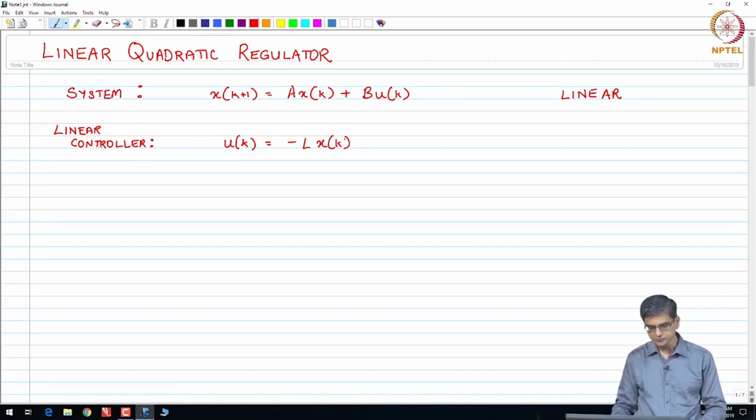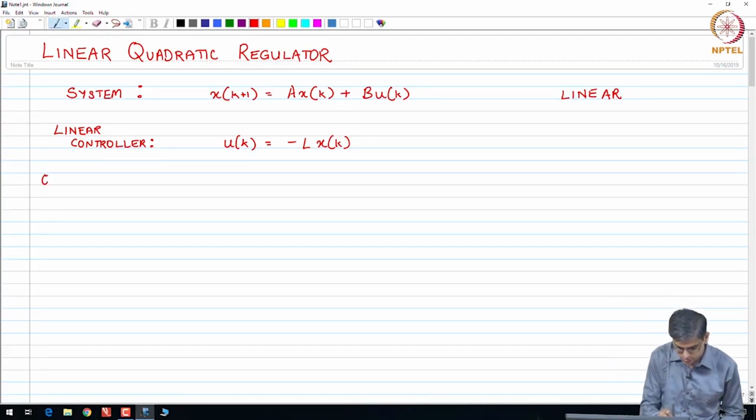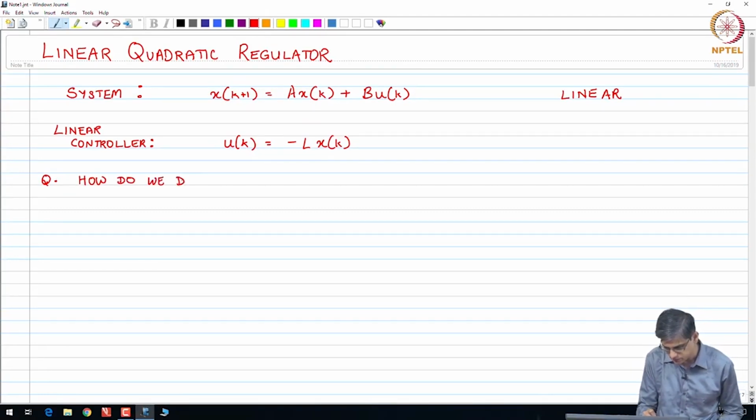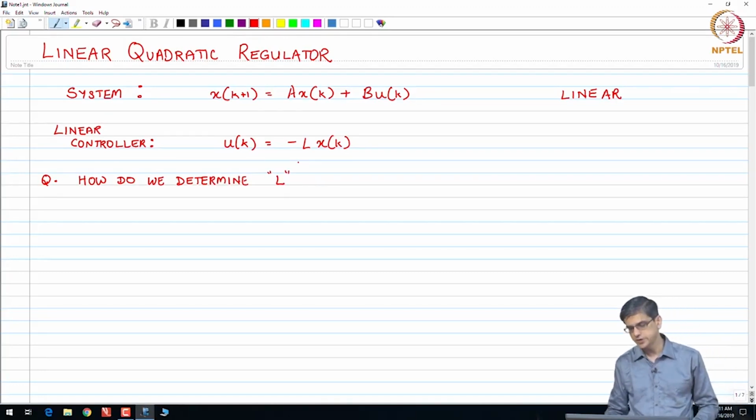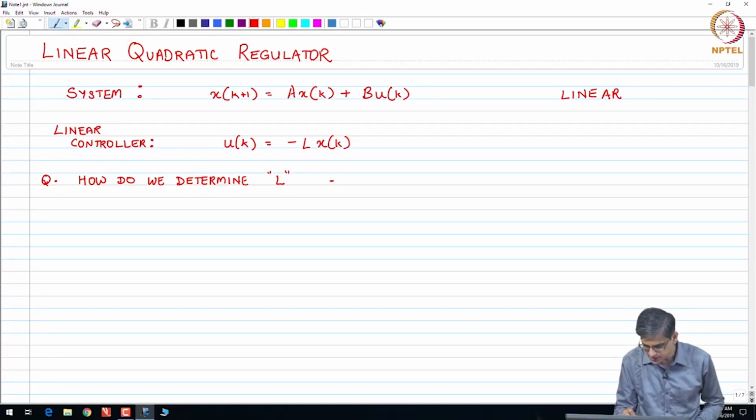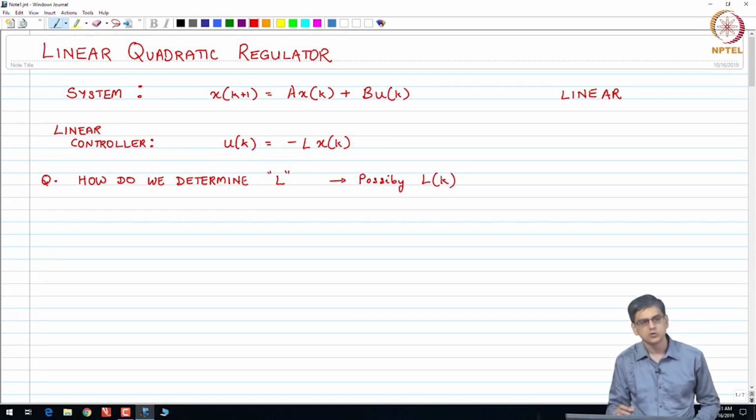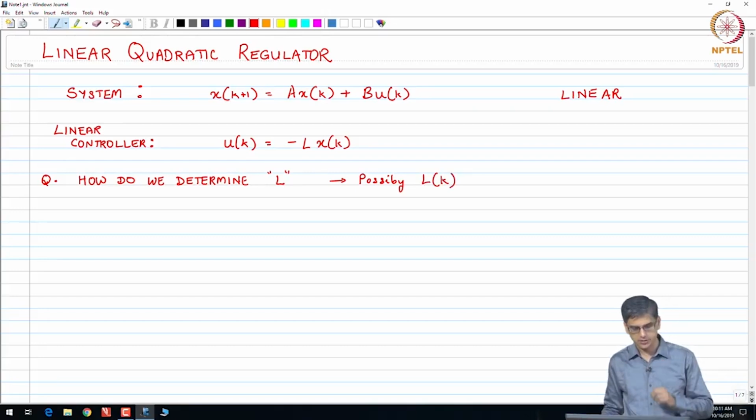Okay. Now, the question is, how do we determine the controller gain L, okay, and L need not be a constant matrix. L could vary with time as well, okay.